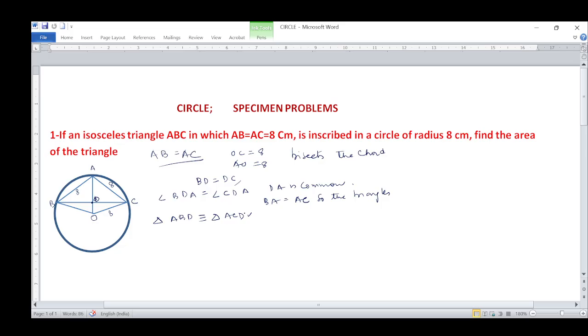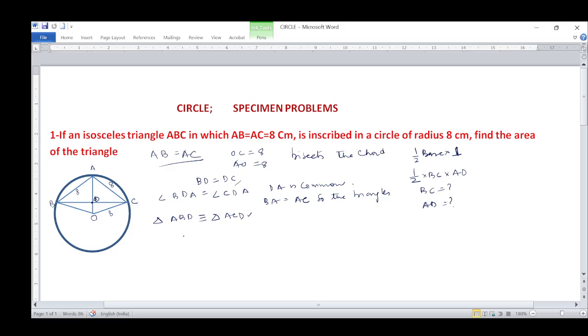And if we talk about the area of the triangle, we have to know half base into perpendicular. I write perpendicular in this way always, so half base is BC into perpendicular is AD. So what we have to calculate is BC and AD.